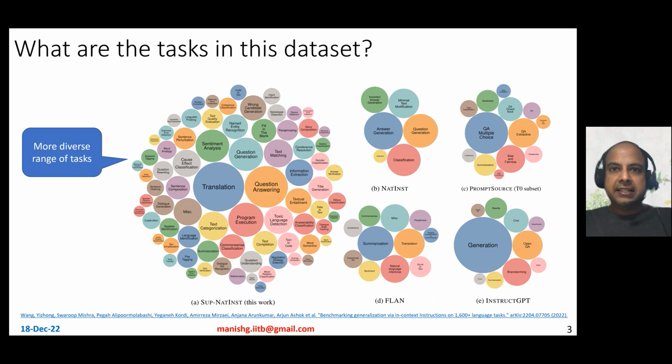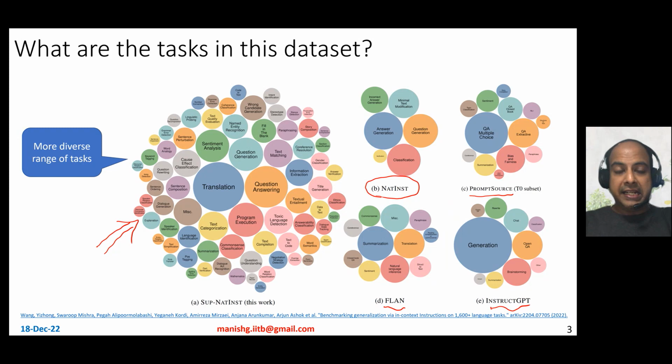So what are the tasks in this data set? Well, compared to other interesting data sets like Natural Instructions, a smaller version of this benchmark, PromptSource, which was used to train the T0 model, FLAN, and InstructGPT, here the range of tasks is very diverse. Lots and lots of different kinds of tasks.